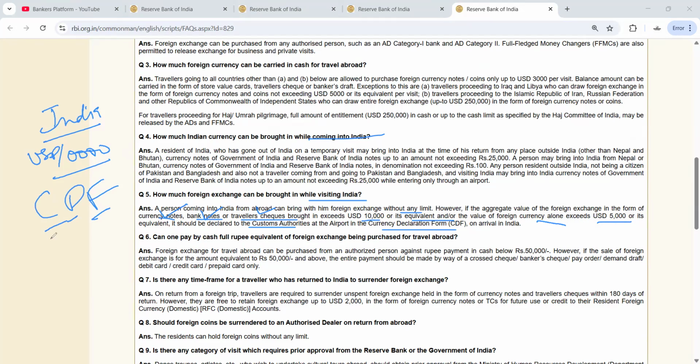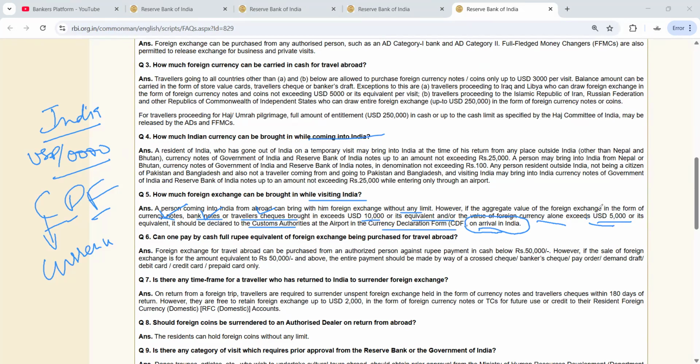Sorry, C for currency declaration form. So they have to submit this currency declaration form when arriving in India, if the value exceeds 10,000. If it is up to 5,000, there is no need. Okay, so it is exceeding.